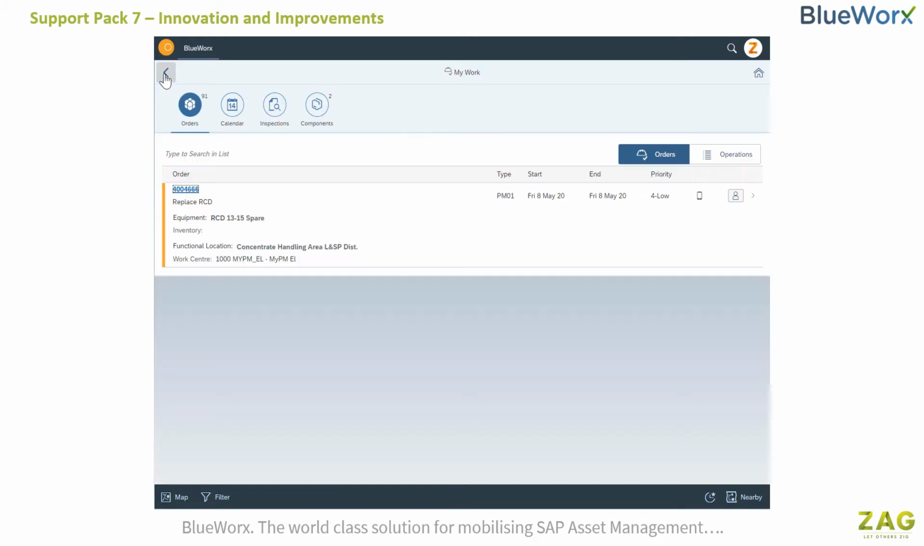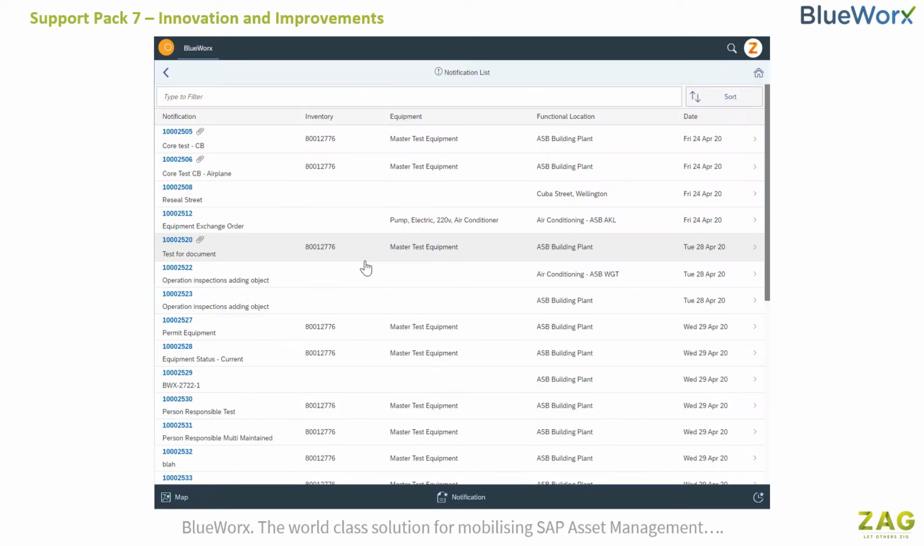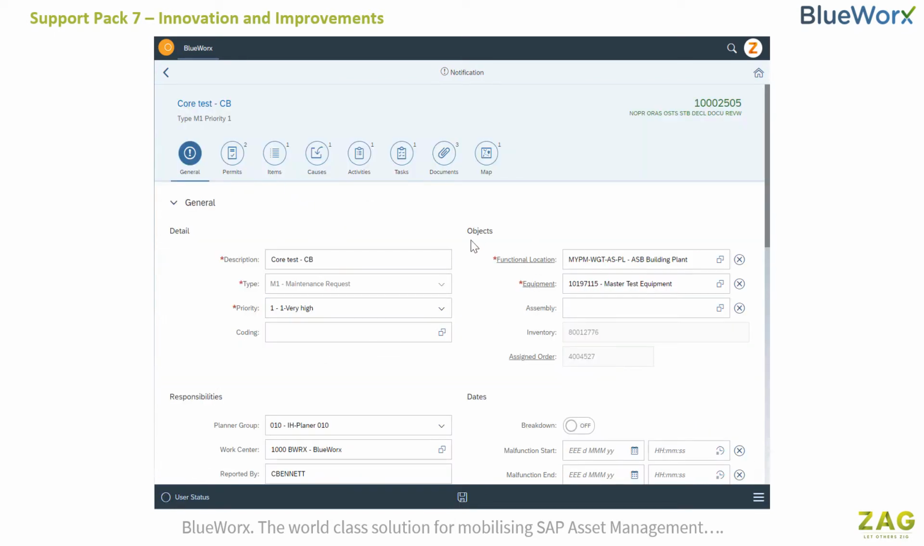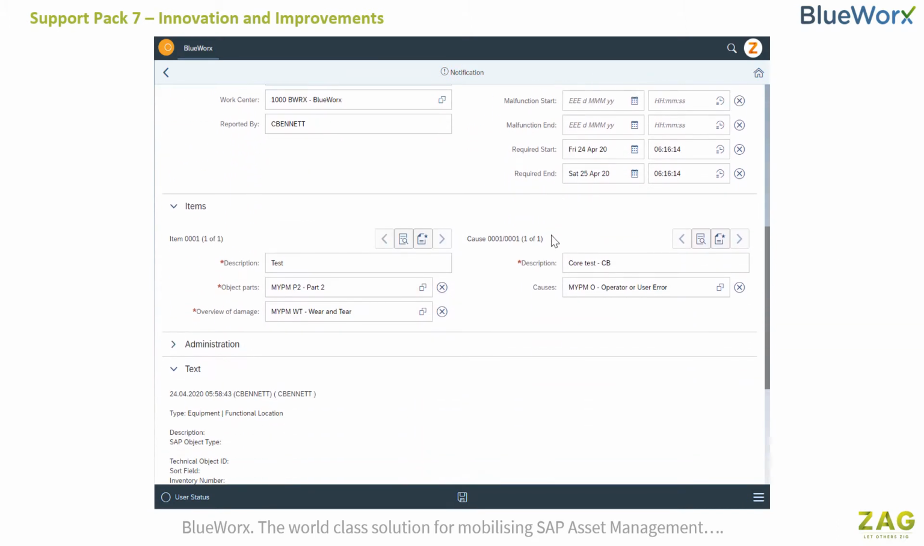Similarly, we've done the same thing on notifications. So if I move back out again, pick one of my notifications, we've made some changes to the layout, and the big news is that we've now exposed, if you want to, the items and cause area. And with configuration options, you can make this mandatory. So let's go and have a look at that now.